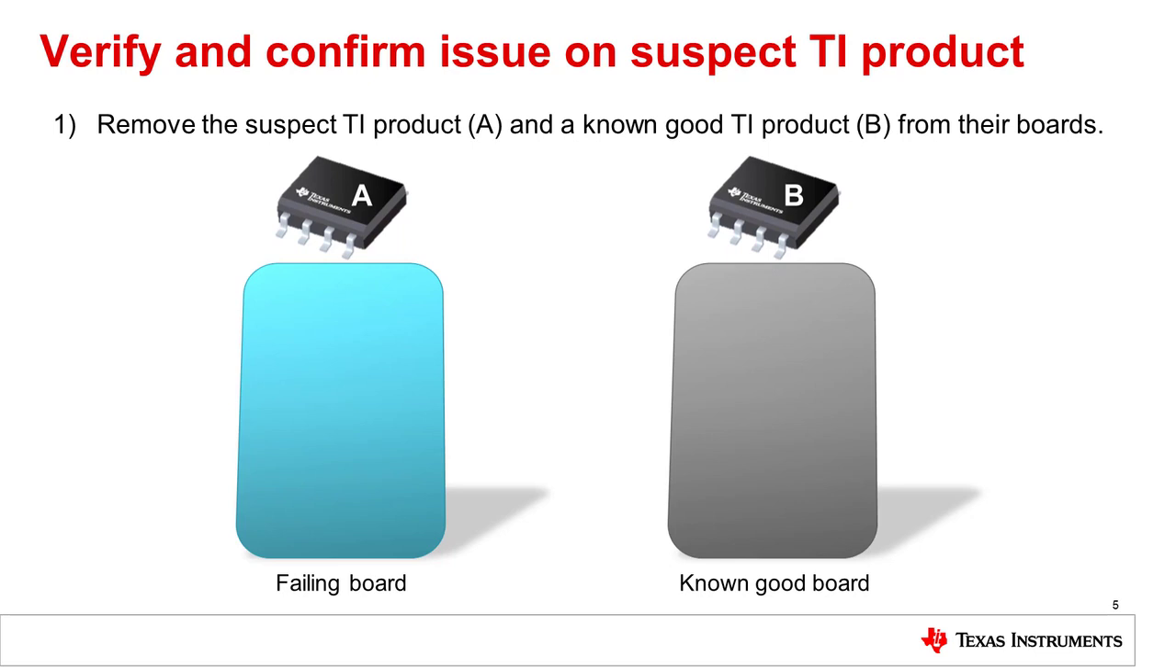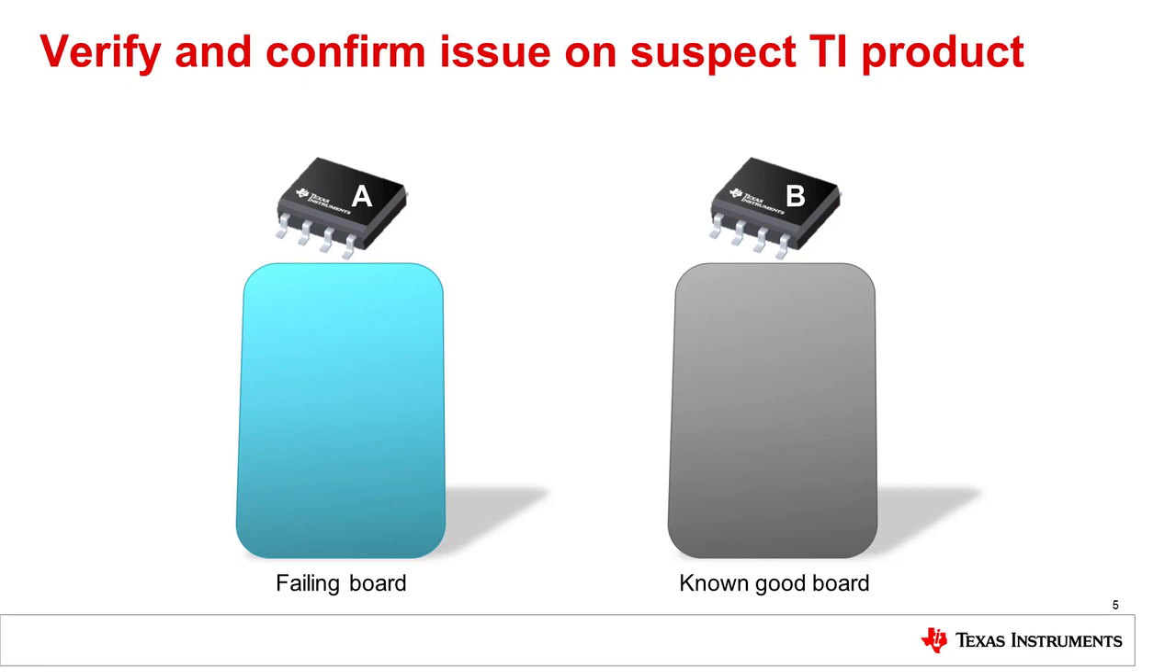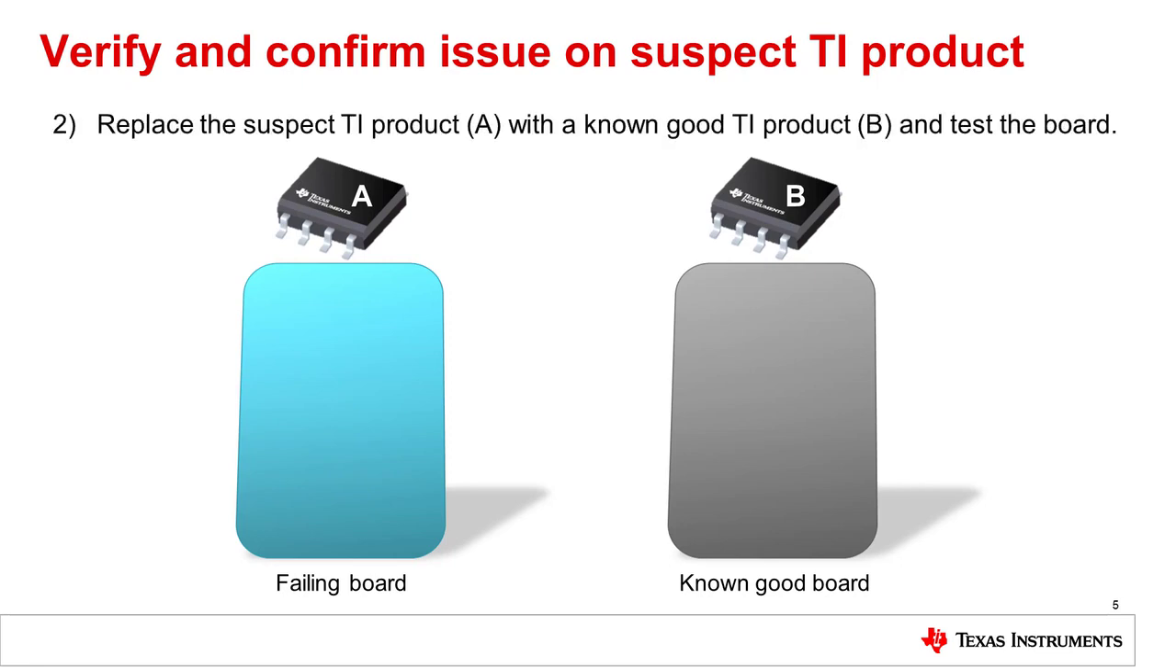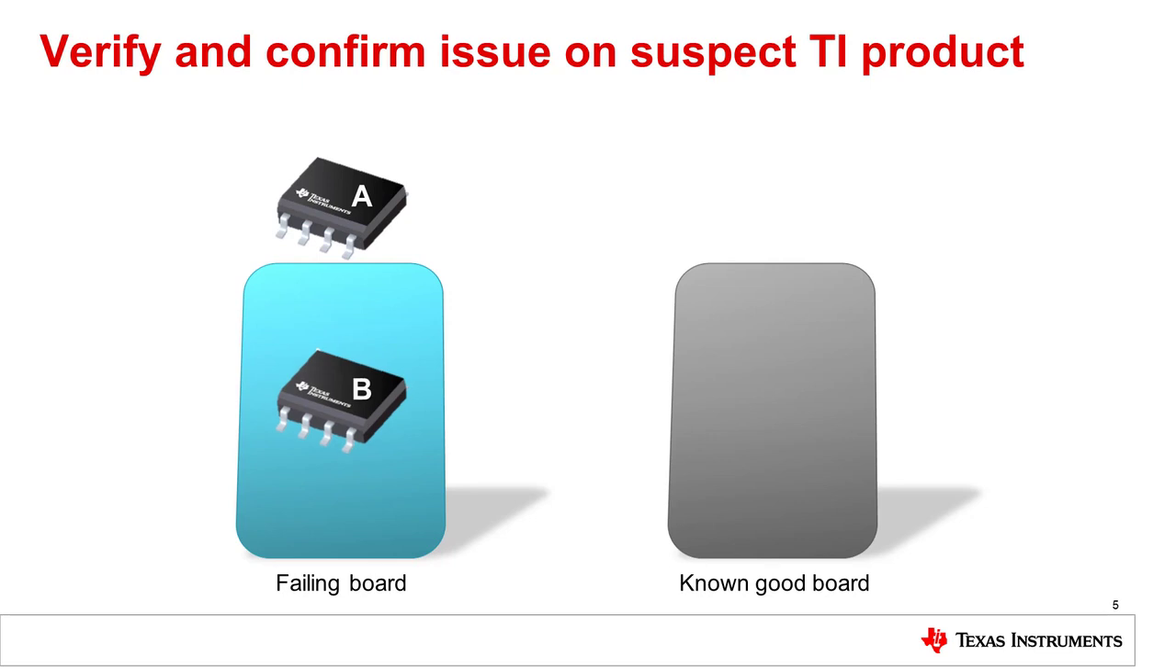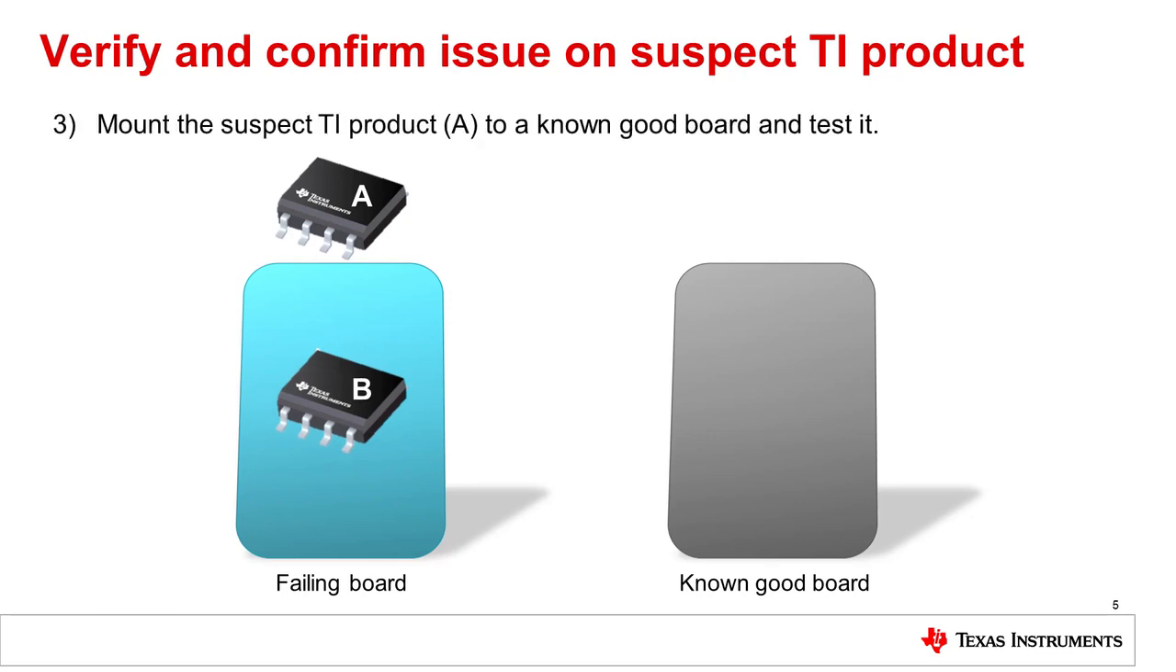TI recommends to utilize an automated rework station, or if not available, a solder rework station with a heat gun to complete this process. In addition, a vacuum picker will help us removing the component from the PCB. Now that the components are removed from the boards, we replace the suspect TI product A with the known good TI product B. Once soldered, we can check whether the original failing board is working correctly or the issue is still observed. Finally, we solder the suspect TI product A to the known good board and see whether the previously observed issue continues to occur.